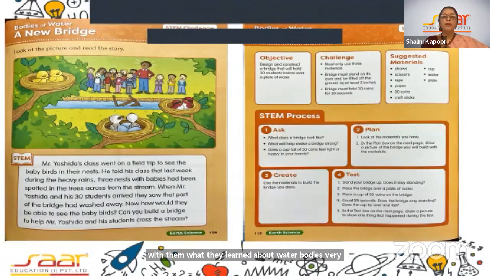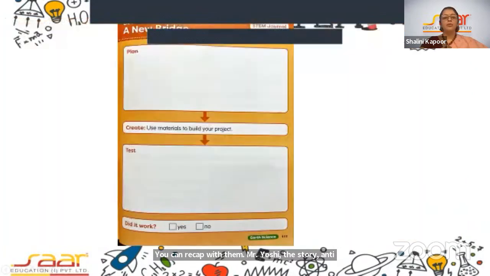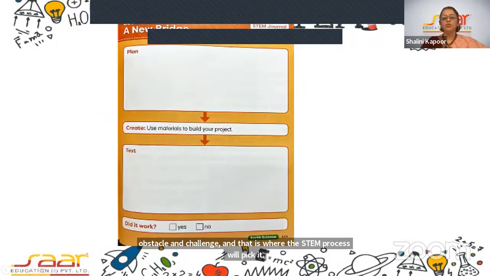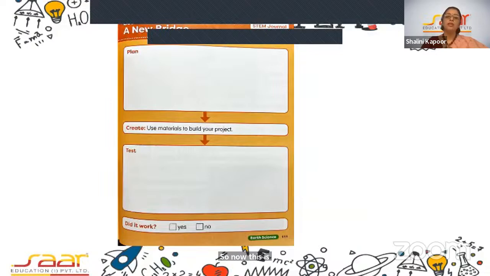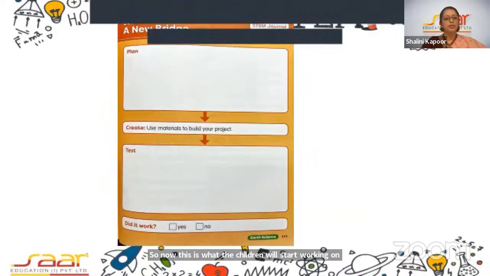You can recap with them Mr. Yoshida's story and the objective and challenge, and that is where the STEM process will begin. So now, this is what the children will start working on when they meet you for the second hour of the STEM period. They will draw a plan of how they want to build the bridge. Then they will create the bridge actually.